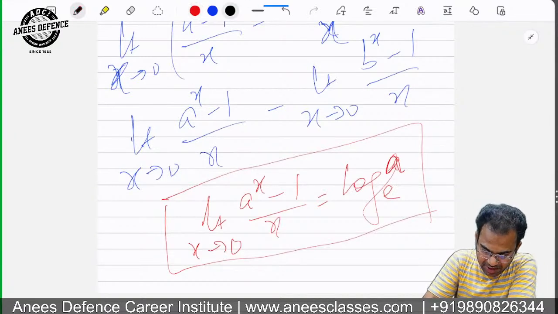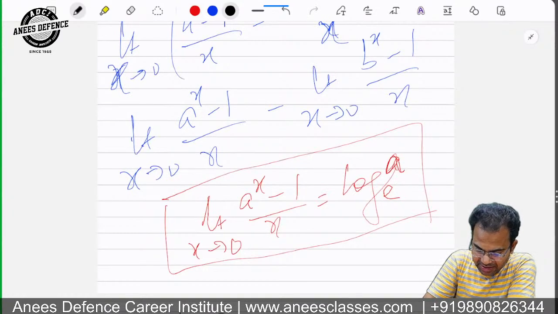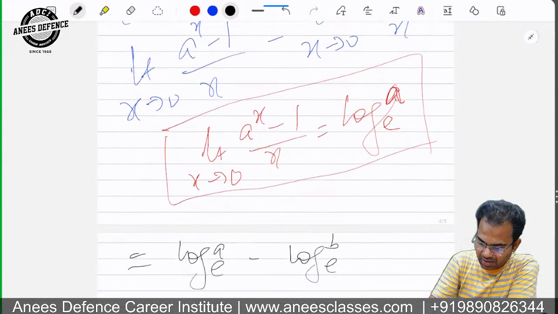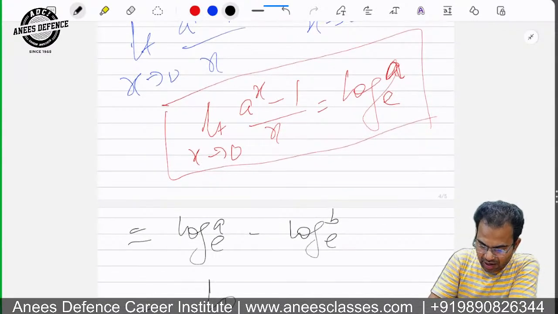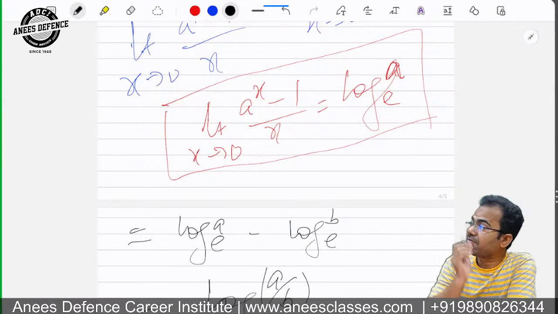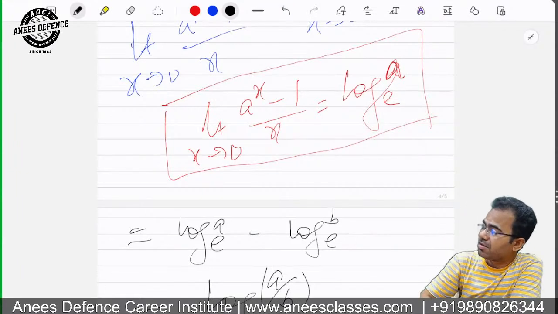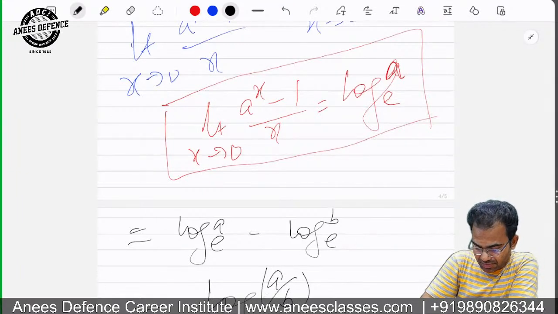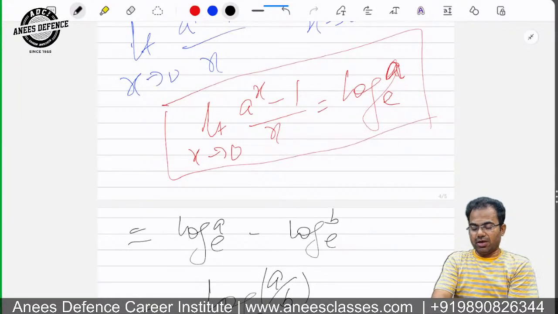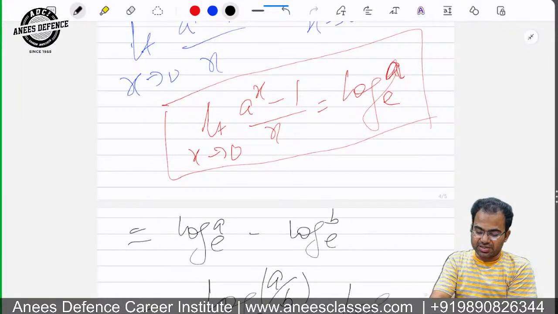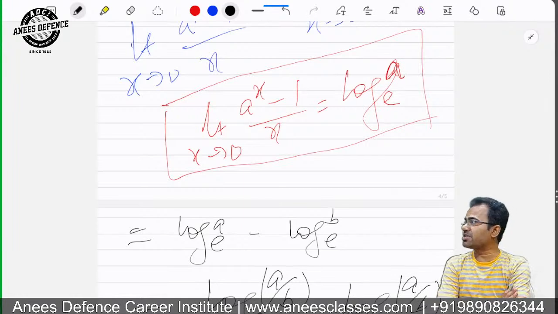So the solution will be: for the first term log a to the base e, for the second term log b to the base e, and log m minus log n. The formula is log of m by n, base e. If no base is given, you should consider the base to be e. Okay, right? This is your final answer.